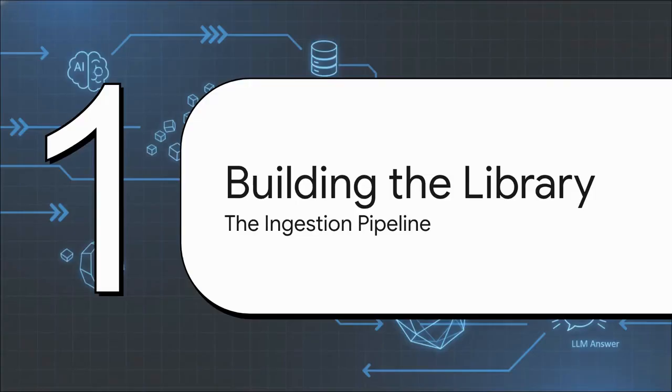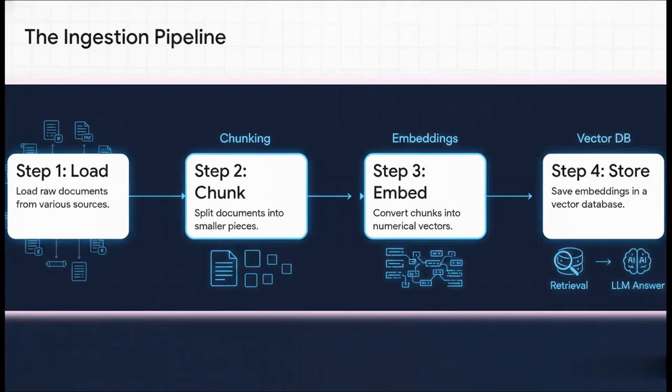All right, let's get into part one, building the knowledge library. This is the super important offline step where we get all of our documents and information ready and make it easily searchable for the AI. We call this whole process the ingestion pipeline. It all breaks down into 4 key steps. We're going to load our documents, chop them up into smaller pieces, or chunks, then create these numerical representations called embeddings, and finally, we'll store everything in a special kind of database.